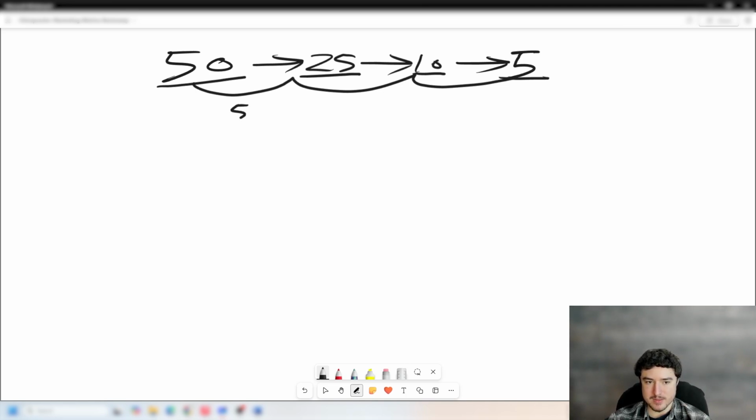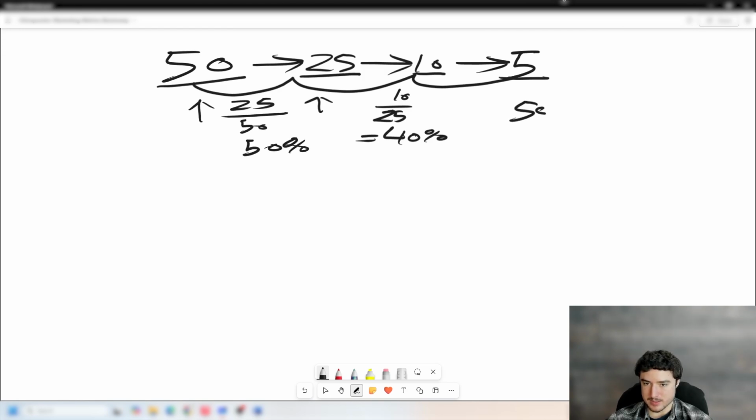Right here, our lead to schedule conversion is 50%. The way we calculate this is number 2 divided by number 1. So for this example, we go 25 over 50. This is our lead to consultation or appointment schedule, whatever we send them to. So we have a 50% efficiency here. This one right here, we have 10 over 25, and so this is 40%. And then this one right here is another 50%.